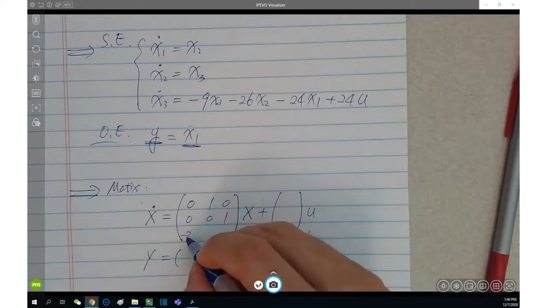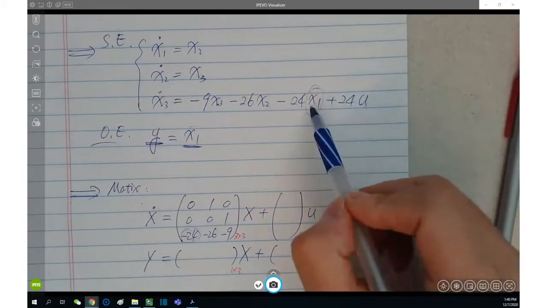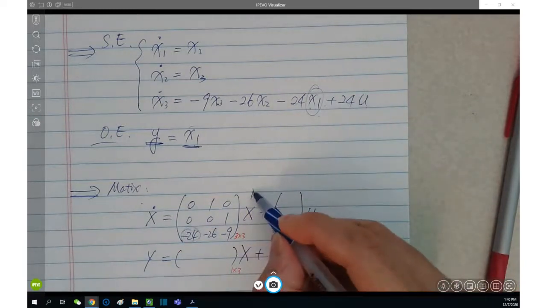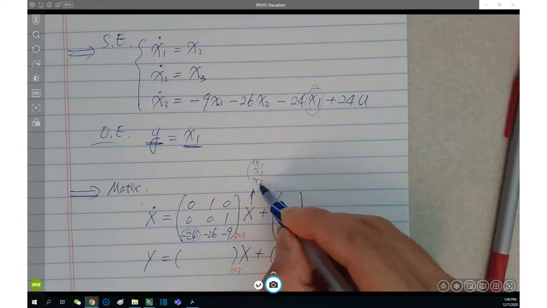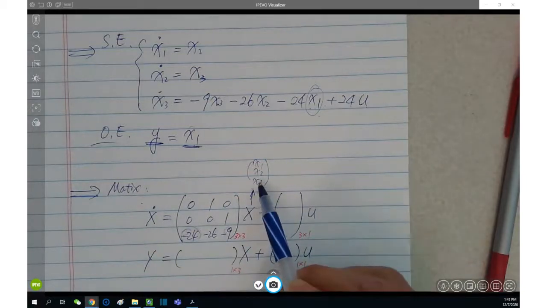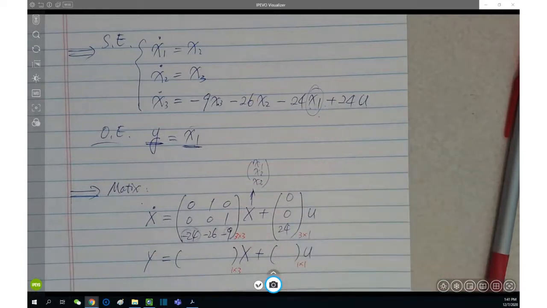Okay, so be very careful here. In other words, -24 here, the first entry of the third row, is the coefficient of whom? x1, which is here. Because this is x1, x2, x3, right? You need to understand this order. So -9 here is the coefficient of x3. For the same reason, B is 0, 0, 24, right? And C for y here is 1, 0, 0. That's very easy. And then what is the matrix D?